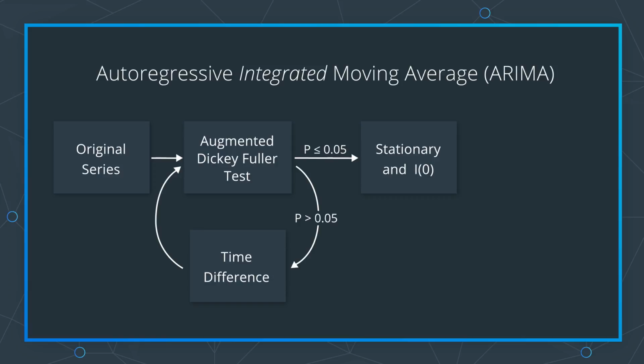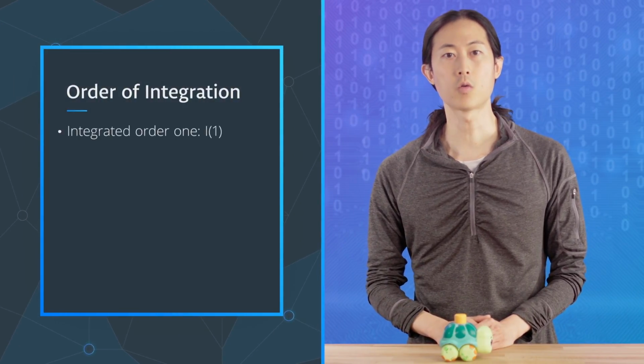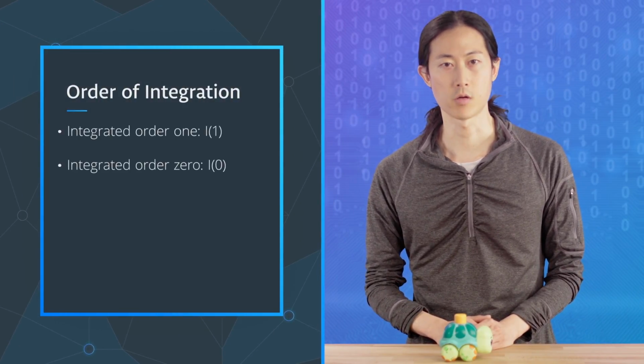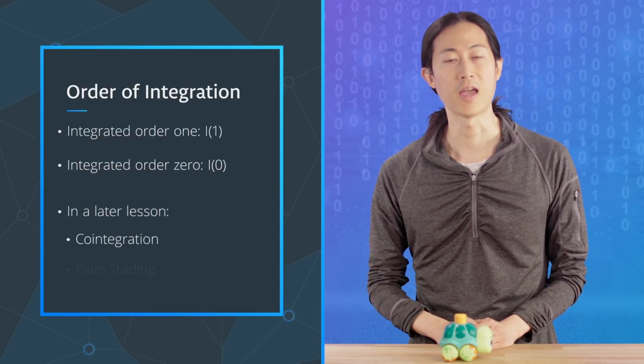You may need to take the time difference multiple times. Then, once you find a time difference that is stationary, you refer to the original data as integrated of order D, where D is the number of times that you had to take the time difference. Also, once we have a stationary time series, we can model it with an autoregressive moving average. Note that being familiar with the integrated order 1 and integrated order 0 time series will help you as you learn about co-integration and pairs trading.